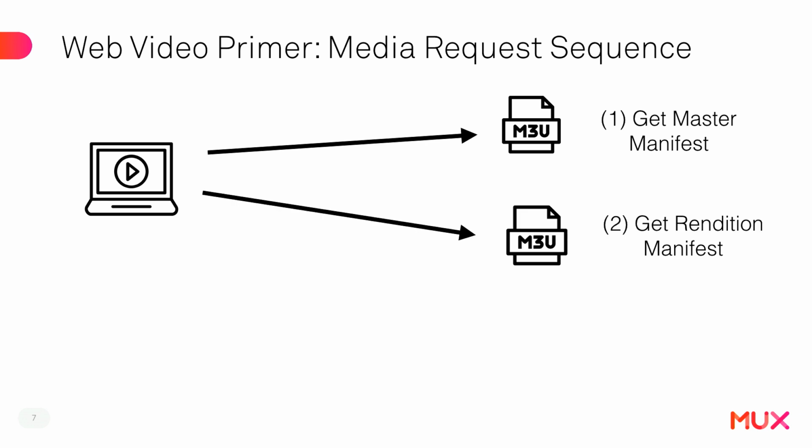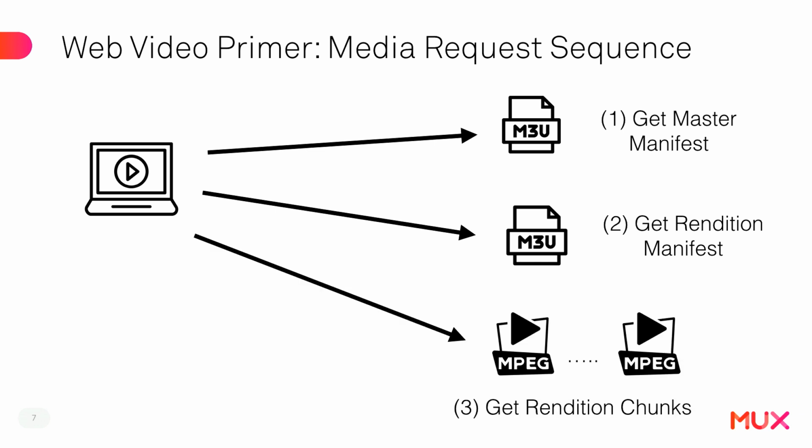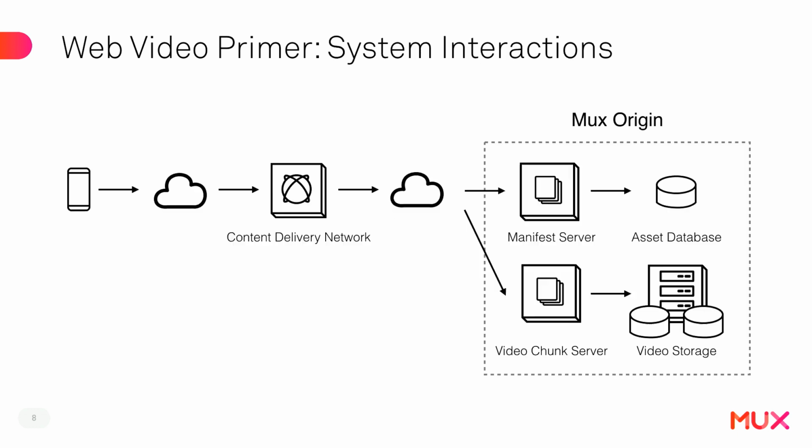Next, the player requests the selected rendition manifest, which again is a M3U8 playlist, which includes a sequence of URLs for video chunks, as well as their timing information to facilitate seeking within the video. Lastly, the video player begins requesting video chunks so that they can be decoded and played back. If the player decides to change renditions, perhaps because the network bandwidth is increased or decreased, then it will request a different rendition manifest and resume playing a different set of video chunks.